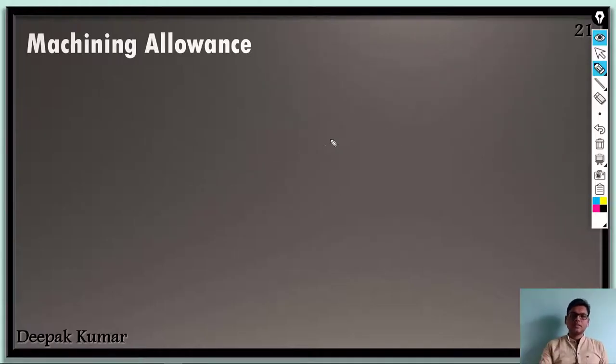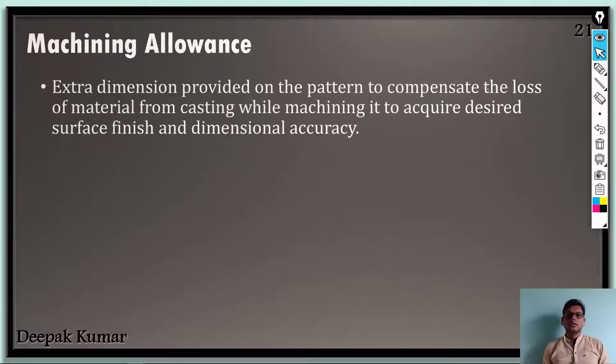So machining allowance, why is it provided? Machining allowance is the extra dimension which is provided on the pattern to compensate for the loss of material from the casting while machining. So obviously we know why this machining allowance is provided on the pattern.